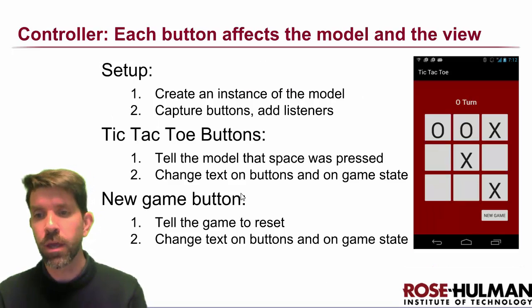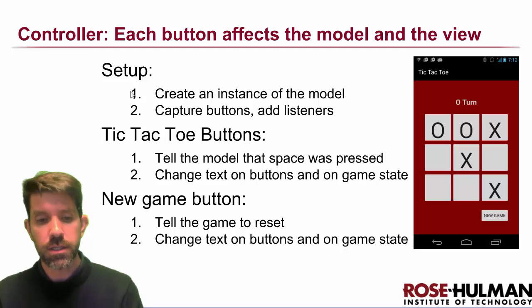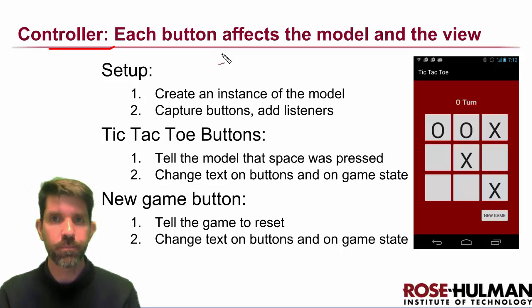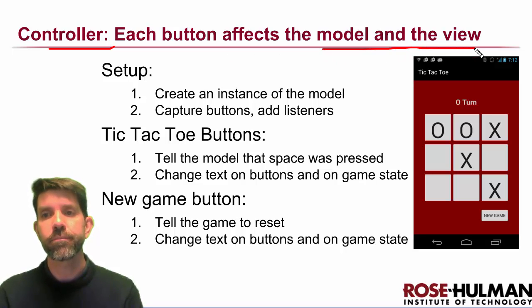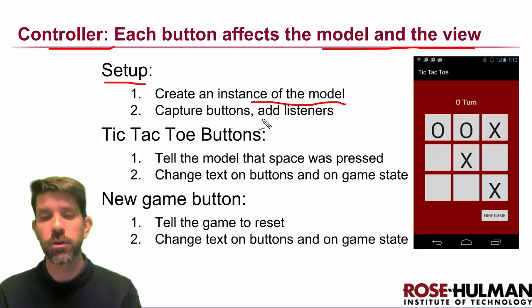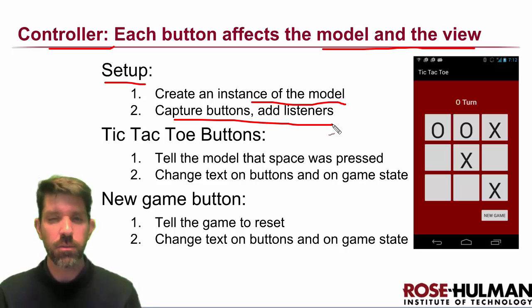So let's get going. So first thing we should realize is that in the controller, every button press that we do is going to affect both the model and the view. All right, big point here. So in terms of setup, when we start things off here, we're going to have to make an instance of the model so it can control things or record the data for us. And we're going to have to capture our buttons, add the listeners, all the things that you might expect to do.